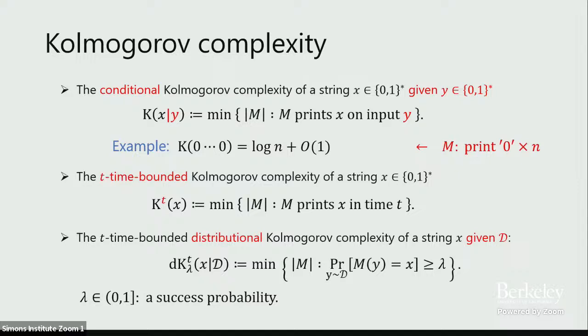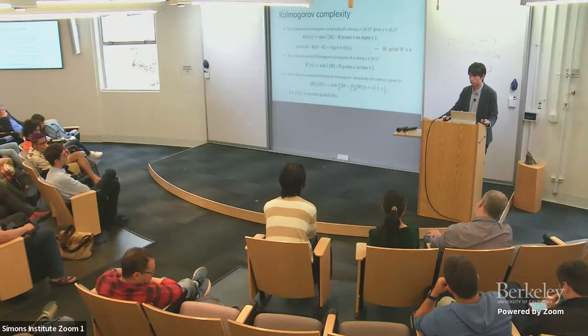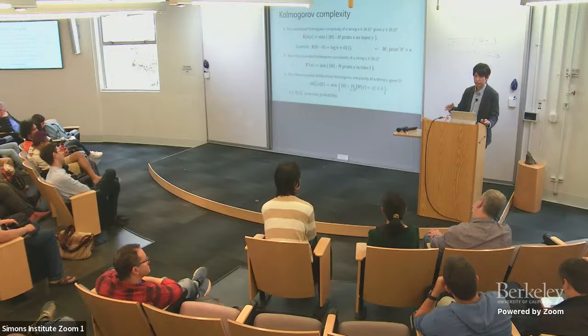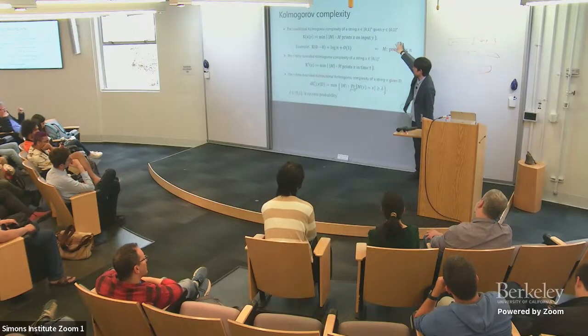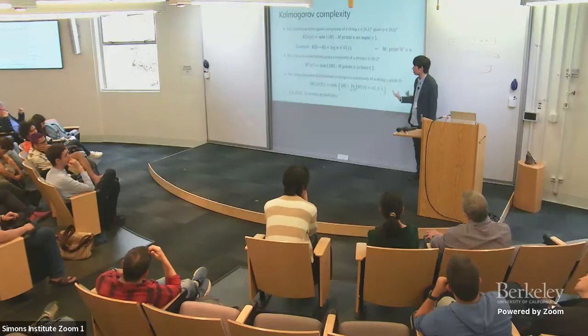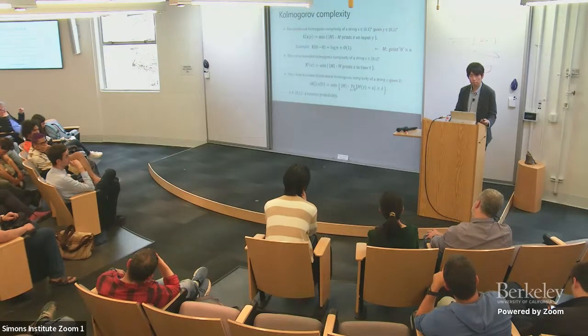Yeah, that's right, M must run in time T. The solution is independent of X, so why would it help if there are so many X? Yeah, I think that's a good question. The reason I needed to introduce distributional Kolmogorov complexity is that I'm not sure how to prove NP-hardness of conditional Kolmogorov complexity. Ideally we'd like to say that conditional Kolmogorov complexity is NP-hard, but currently we don't know. So in the proof, we construct some distribution and show that it's NP-hard. In that case it helps, and the distribution depends on X.